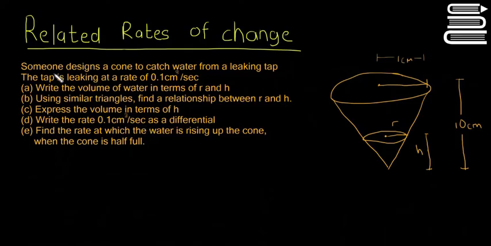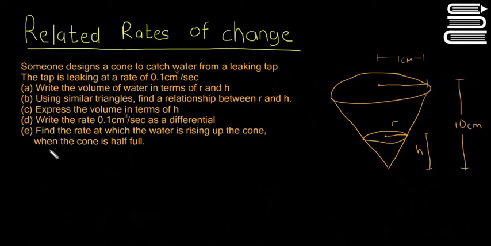So the problem is that someone's designing a cone to catch water that's leaking from a tap. Okay, the tap is leaking at a rate of 0.1 centimeter cubed per second, so that's how much water is coming out, and obviously they have an upturned hollow cone like this. Yeah. So the first question, write the volume of water in terms of R and H. So I'm going to just read out the questions as I do them.